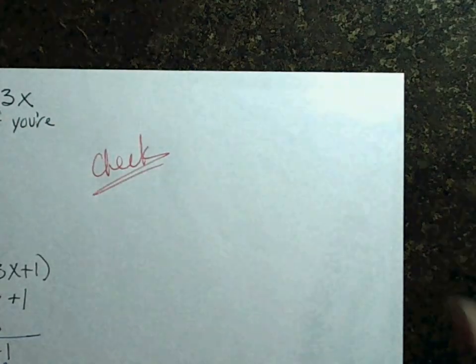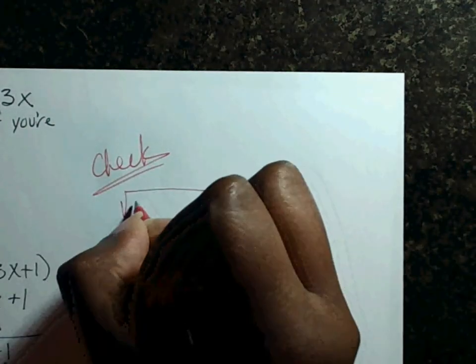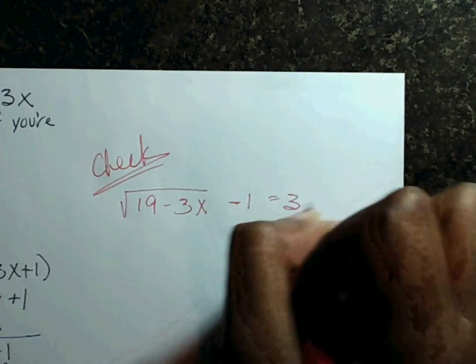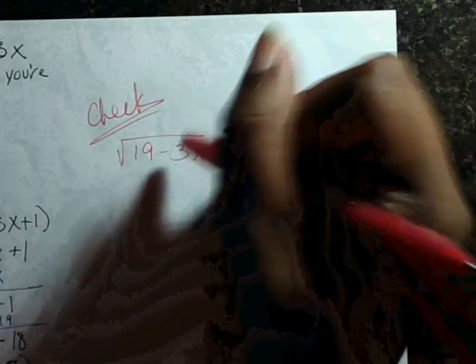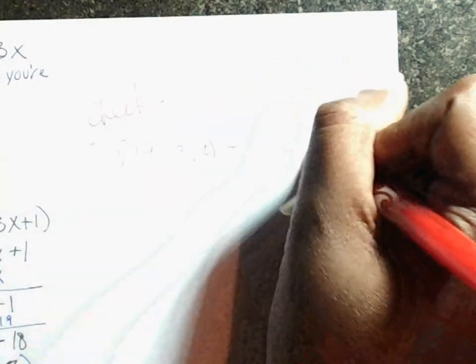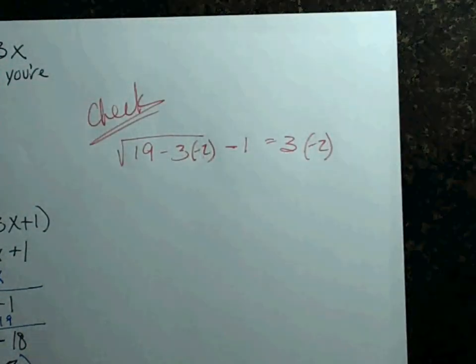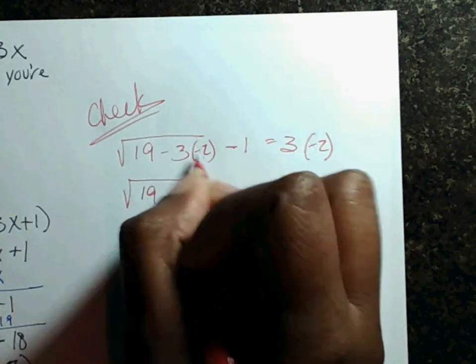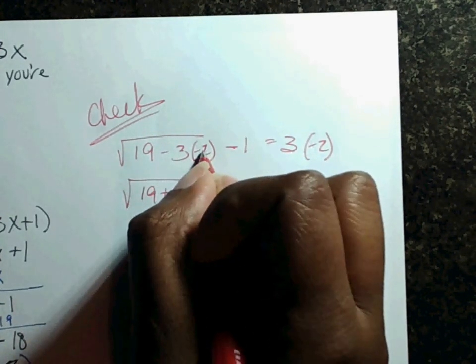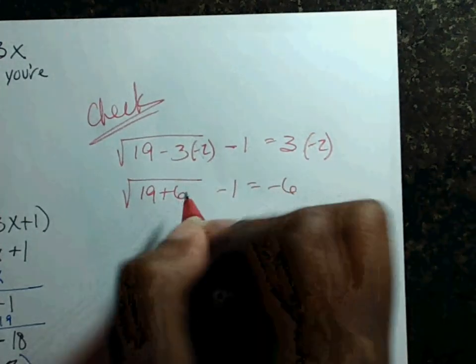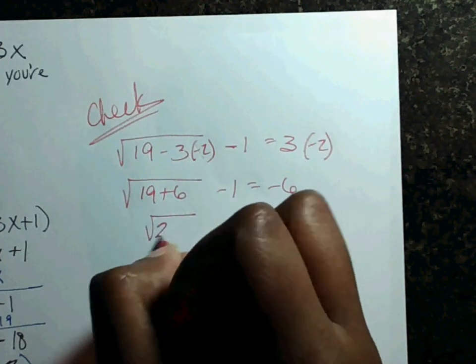Here's my first check. My original problem said the square root of 19 minus 3x minus 1 equals 3x. I'm going to try negative 2 first. So instead of x, I'm going to put negative 2. Okay, here we go. 19 plus 6, because negative 3 times negative 2 is positive 6. 19 plus 6 is 25.